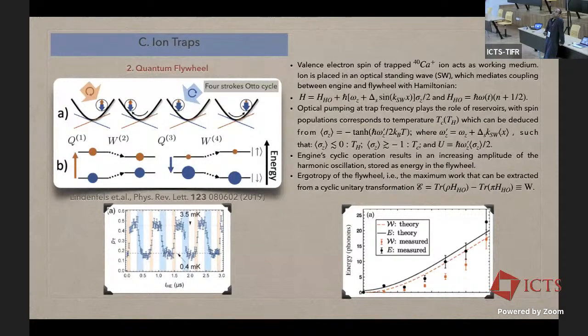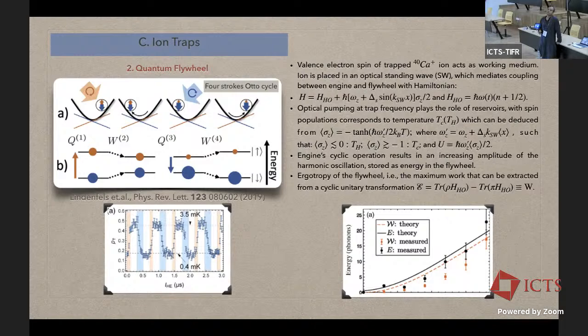Then what they have done, they have these calcium ions. You know how to draw this. Okay, I do not have the energy level diagram. They use some optical pumping at the trap frequency. So this optical pumping is like heating, because it's a four-stroke Otto cycle. So you have heating in two strokes, and in the other strokes you do not have any heating. So this heating is realized by optical pumping, and then again followed by cooling.